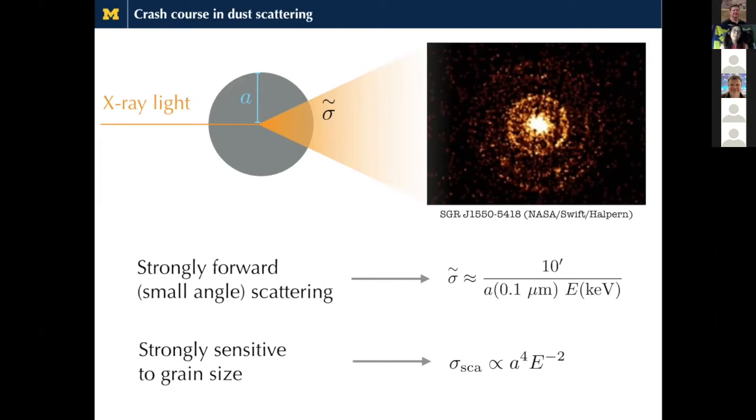So these dust scattering halo surface brightness profiles give us a lot of diagnostics for dust in the interstellar medium because of the small angle scattering. It's highly dependent on the grain size as well as the energy. And I'll talk about that more in a second. And in particular, dust scattering is also strongly sensitive to the grain size. So when you look at X-ray approximations for dust scattering, the scattering cross-section is typically dependent on the grain size to the fourth power, and then it falls off very quickly with energy.